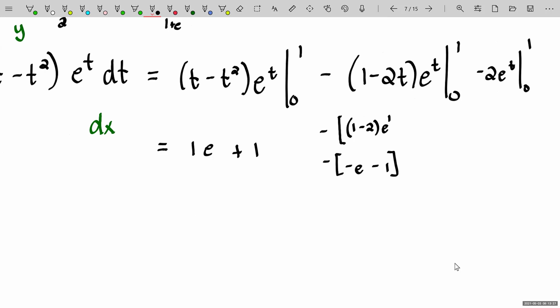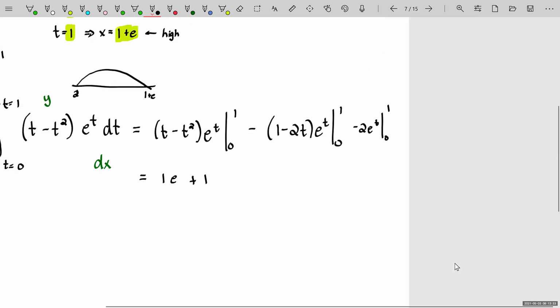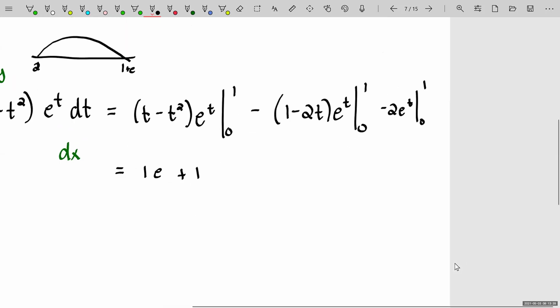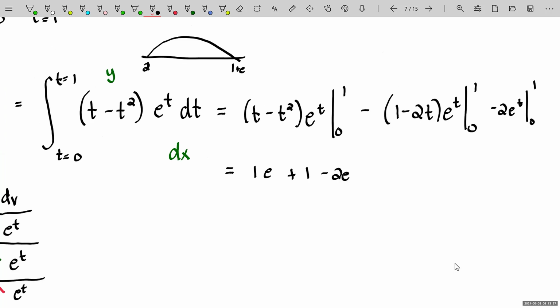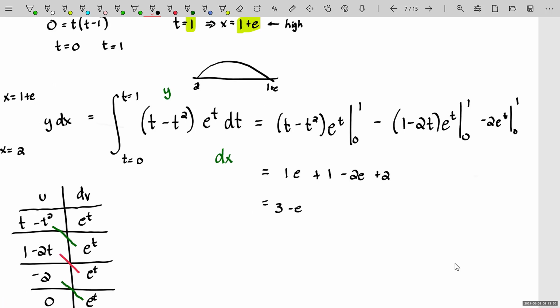All right. And then finally, the last one, which is a minus 2e to the first, and then a plus 2e to the 0th. And then you can combine like terms. 3 and minus e. That's a positive area, so that should make sense.